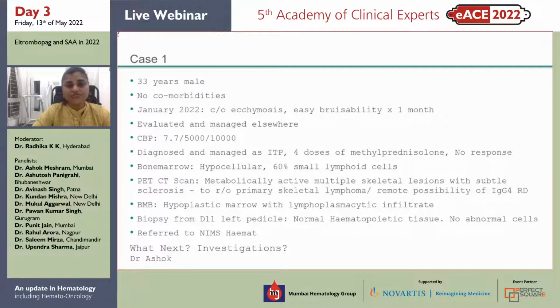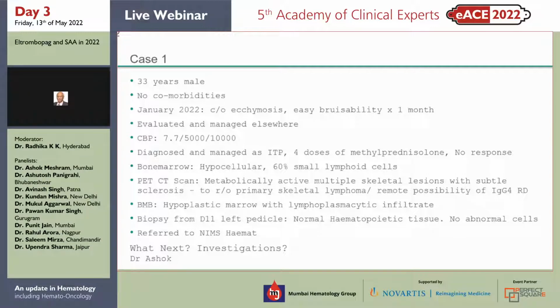Because the PET CT was showing some suspicion of a primary skeletal lymphoma or an IgG-RD, a biopsy from D11 left pedicle was done, which showed normal hematopoietic tissue, and there were no abnormal cells. That's when he was referred to NIMS hematology. I would like to check with Dr. Ashok, how do you go about with such a case when it comes to you in your practice?